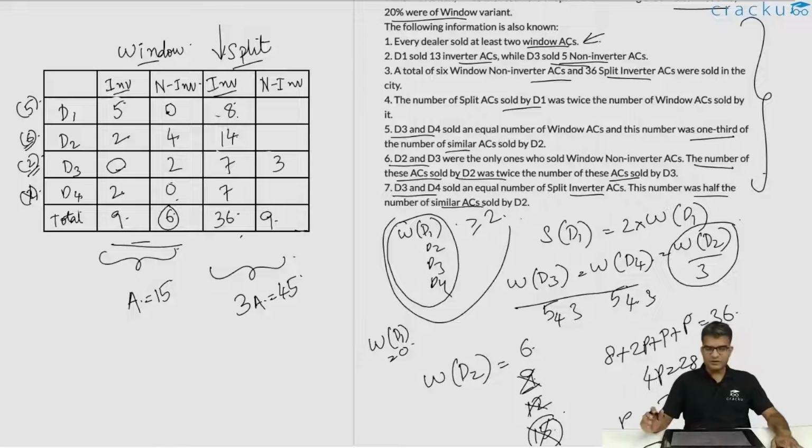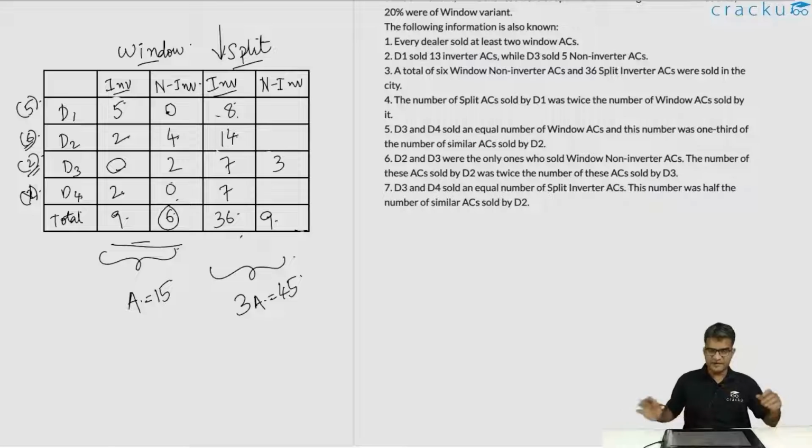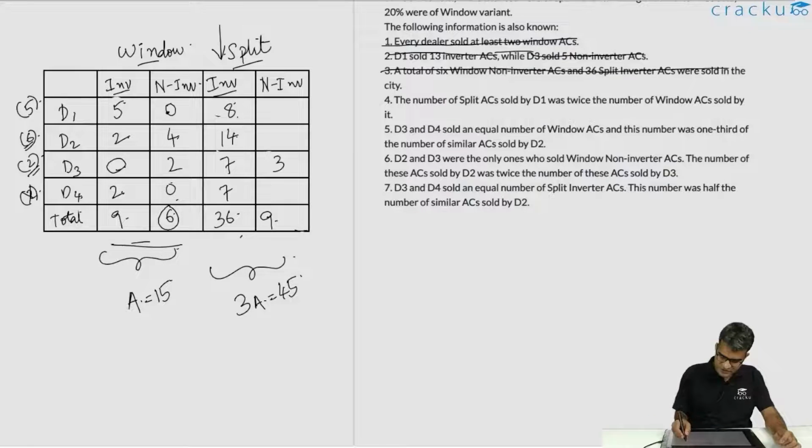Let us go through all the clues and let us try to see if we have used all the clues. Or otherwise, we'll try to fill the table. Every dealer sold at least 2 window ACs. This is completely used up, because we know all the information about window ACs. D1 sold 13 inverter ACs, that is 5 plus 8, that is used up. D3 sold 5 non-inverter ACs, that also is used up. A total of 6 window non-inverter ACs, and 36 split inverter ACs were sold in the city. This also is used up.